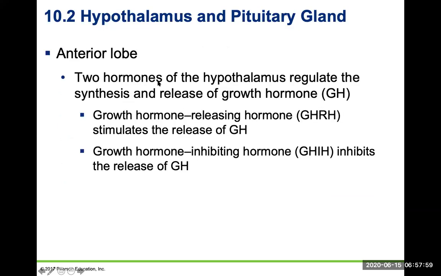The anterior lobe secretes 2 hormones of the hypothalamus that regulate the synthesis and release of growth hormone. And we have growth hormone releasing hormone, which stimulates the release of growth hormone. So your hypothalamus will release this GHRH, which will stimulate your anterior lobe to release growth hormone. And your growth hormone inhibiting hormone will inhibit the release of growth hormone from the anterior lobe.